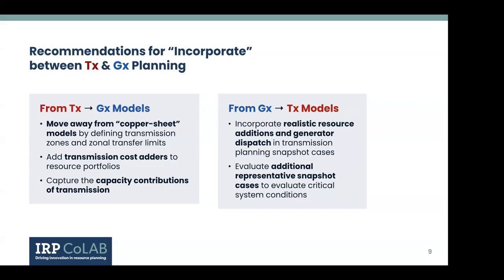Another option is to incorporate transmission cost adders to resource portfolios. Commonly in generation planning, we have associated capital and investment costs for different types of resources, but these can miss the costs associated with actually interconnecting them to the system, or adding needed network reinforcements. So by incorporating those costs, we can more accurately balance what the system-wide costs are for adding new resources, and better optimize the resulting portfolio.